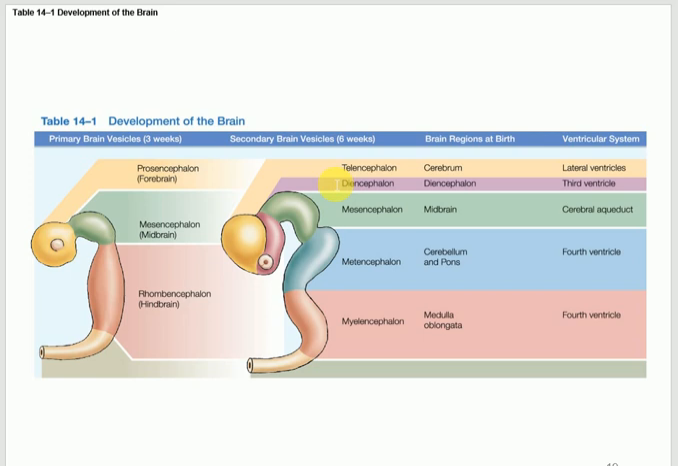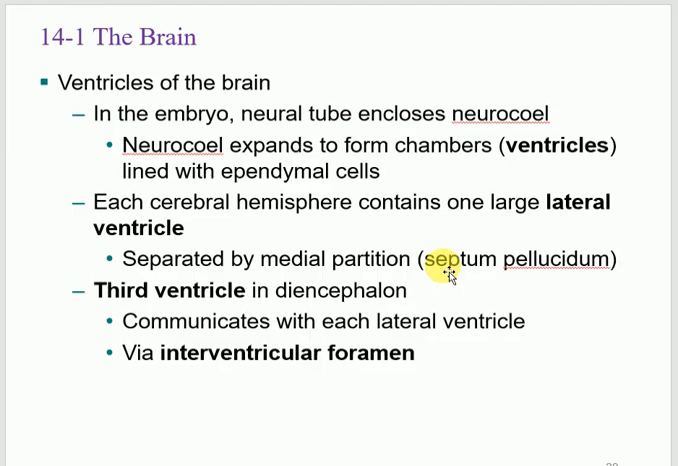Prosencephalon, pro meaning front, is the one that will give you telencephalon, which will become cerebrum, and diencephalon, which will stay as it is. And then the rhombencephalon, the back one or the hindbrain, will become metencephalon and myelencephalon. Metencephalon gives you cerebellum and pons, and myelencephalon gives you the medulla oblongata. This is the origin you need to know, the slide that I just talked about.